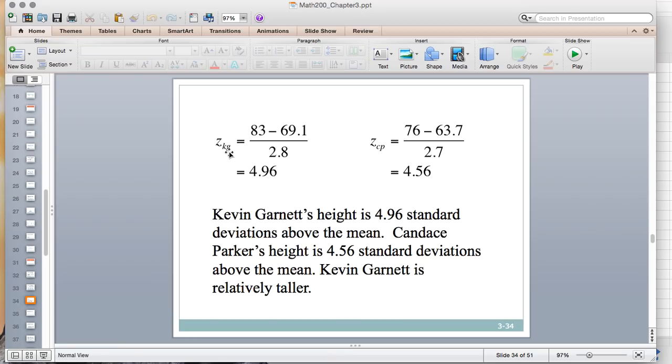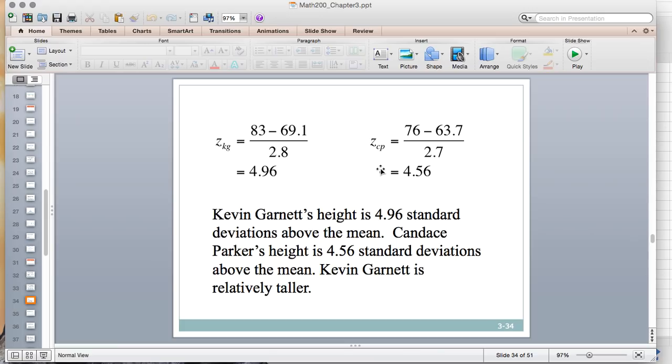So the z-score for Kevin Garnett is found by taking his height, which is 83, and subtracting the 69.1, which is the average for the males, and then dividing by 2.8. And we end up with a z-score of 4.96. So that means that Kevin Garnett's height is 4.96 standard deviations above the mean.